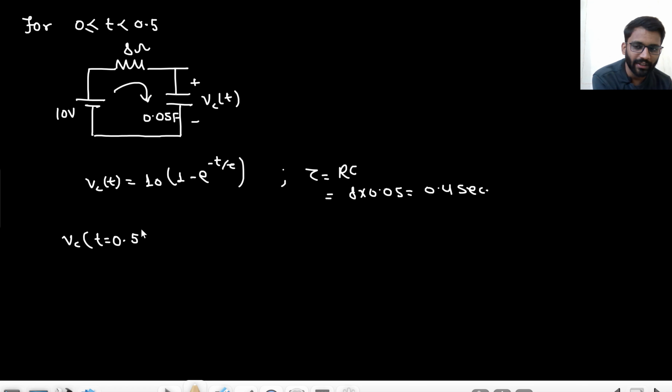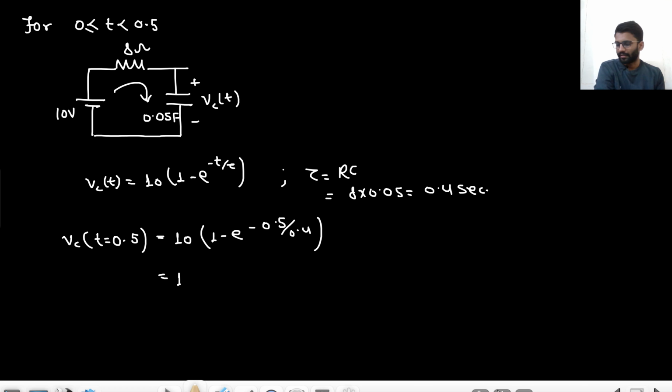Why am I interested in voltage only? Because the capacitor holds its voltage. Capacitor has the property of holding its voltage. That's why I am interested in voltage only. In case of inductor, I will be interested in current, right? Because inductor has the property of holding its current. That we will see in the next video. So 1 minus e to the power minus t upon tau. What is t? 0.5 and tau, right? So I need to solve this.